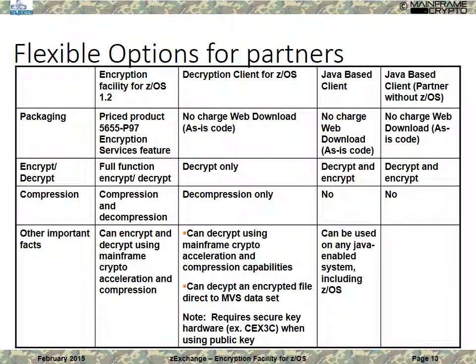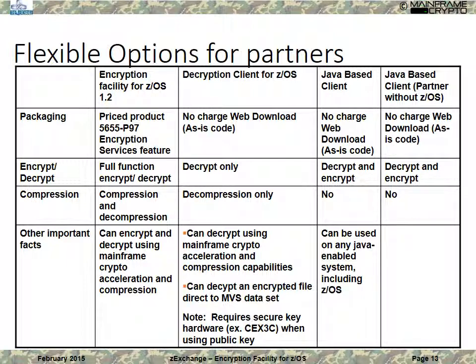Now, if one of you has only the decryption client for z/OS, remember we talked about that back on the second slide. That's basically the file decrypt utility that's available as a web download. So one person can encrypt data using the encryption facility for z/OS. The other one can decrypt those files, but that other party can't encrypt in that case. When they're doing decryption, they can also decompress the files if needed, if you had compressed them, and you can also take full advantage of the hardware that's available.